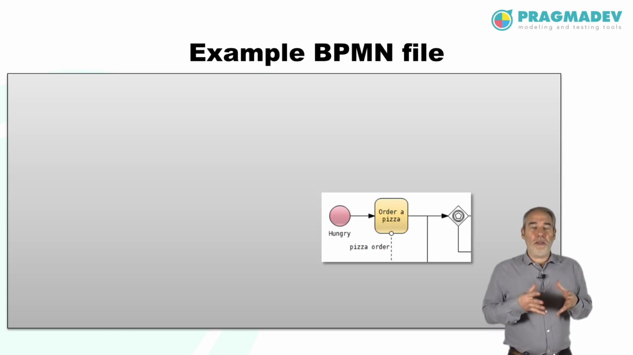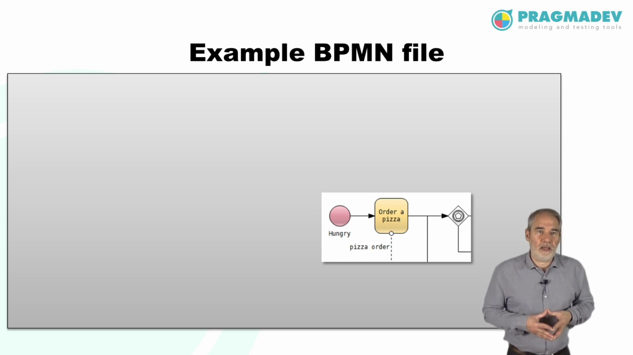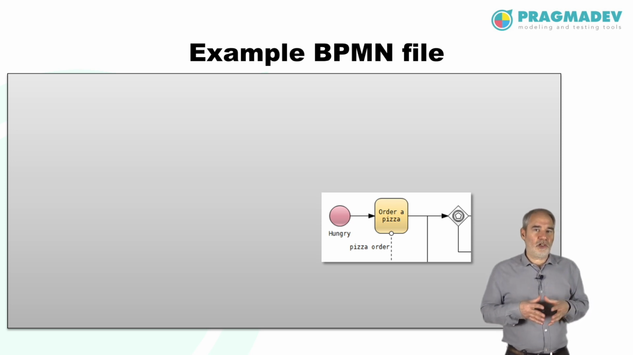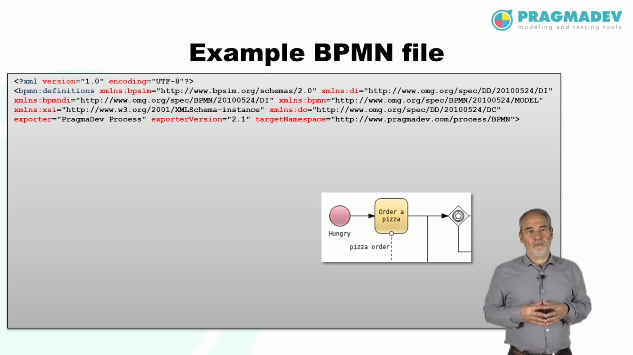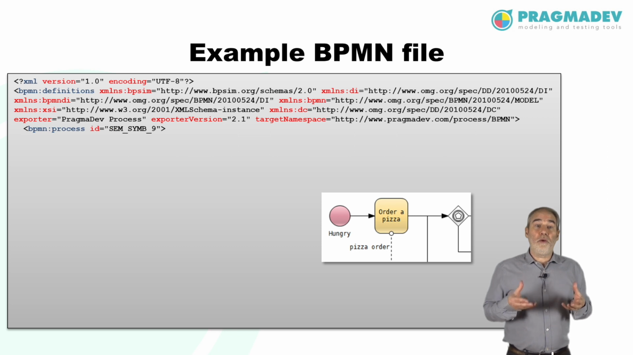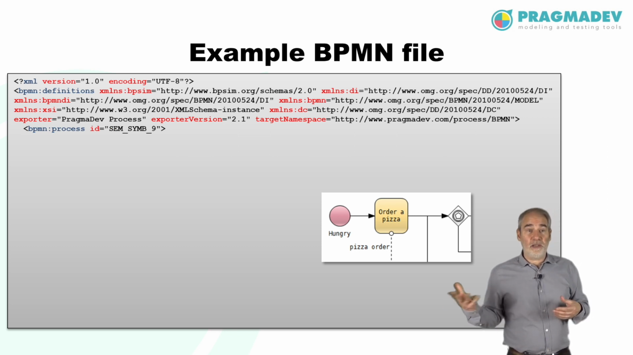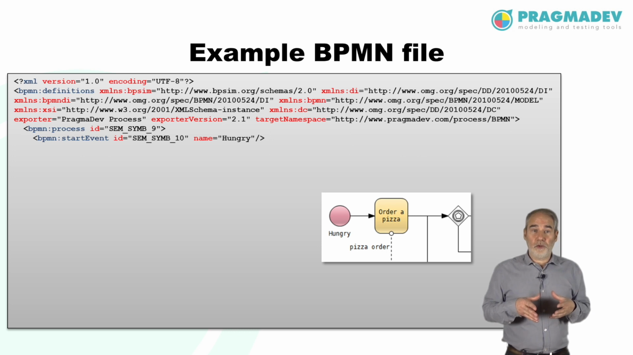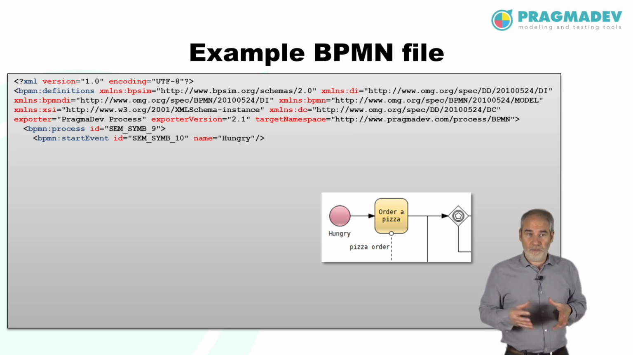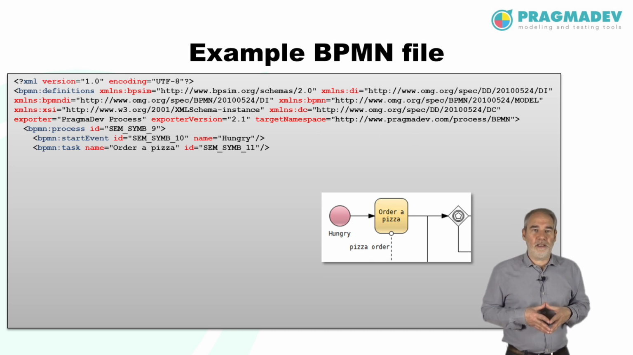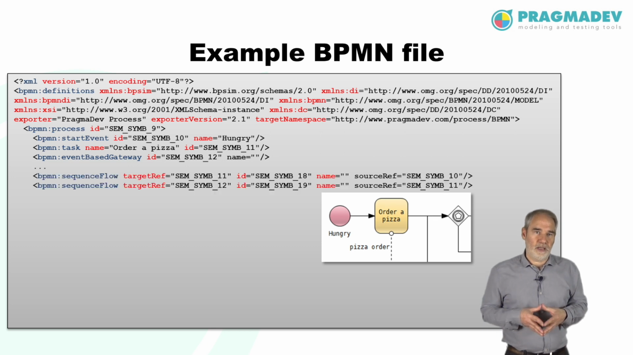To illustrate a real BPSim file, let's take this small BPMN as an example. There is a start symbol, an activity with a message output, and an event gateway. In the BPMN file, after the initial XML declarations, there is the overall process ID, which is SIM9. The process starts with a start event, whose ID is SIM10, the order a pizza task with ID SIM11, and the event gateway with ID SIM12. Then the sequence flows connect the start and the task, as well as the task and the event gateway.